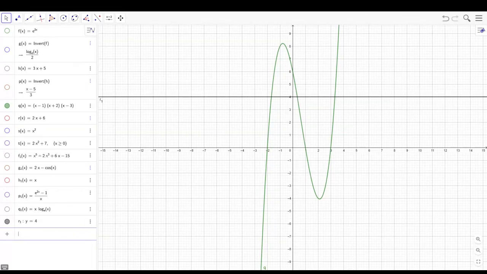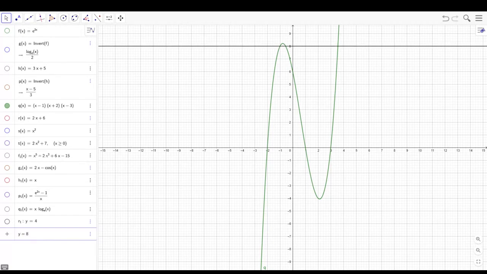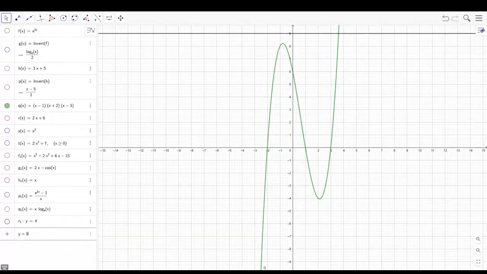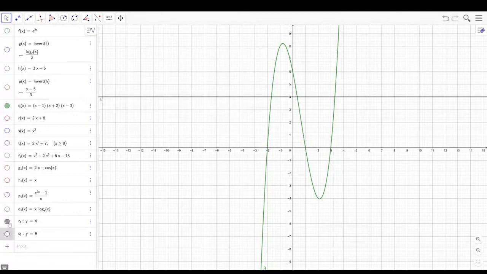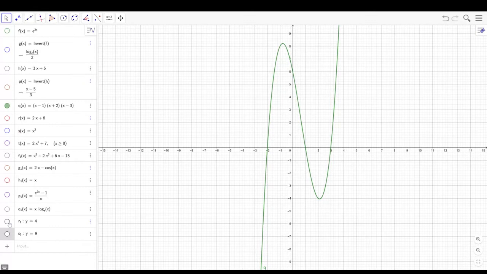Now you might say, well, Chris, what about y equals 8? Hang on, let me do y equals 9. That only cuts it at 1 point. Yeah, sure, but we can form another line where it cuts it at 3 points, right? So that's not allowed. So the first one would be no.